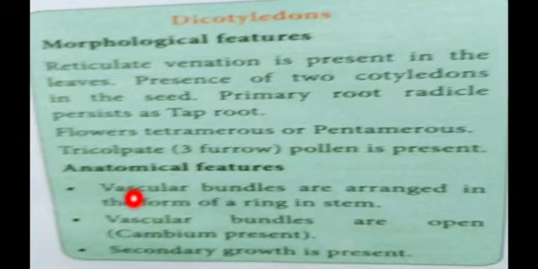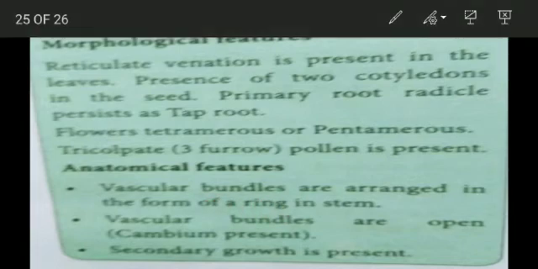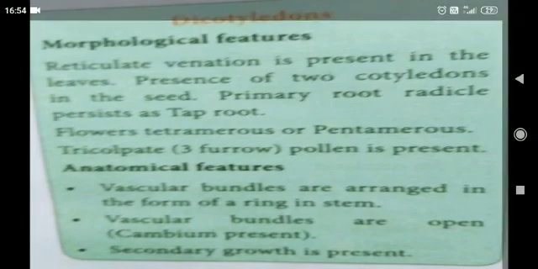Then anatomical features. The vascular bundles are arranged in the form of a ring in the stem, that is the eustele formation. Then the vascular bundles are open. So cambium is present. Cambium being present leads to secondary growth. Okay. The next one is the monocotyledons.